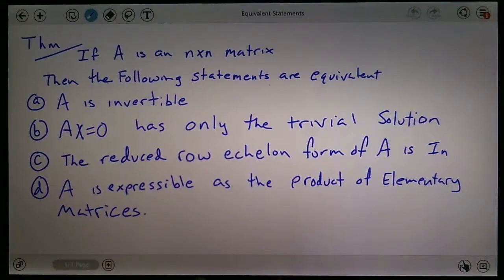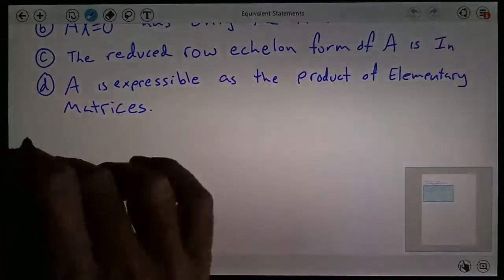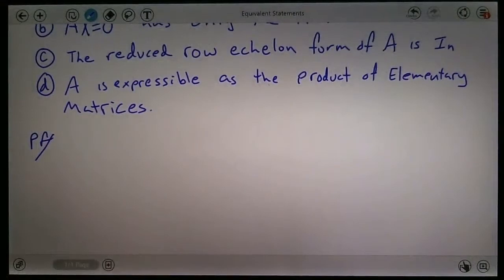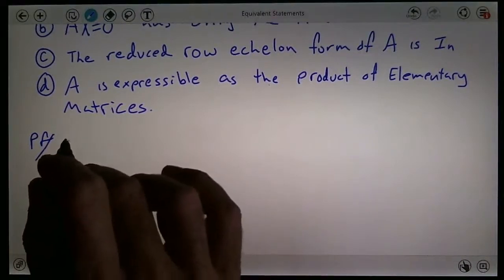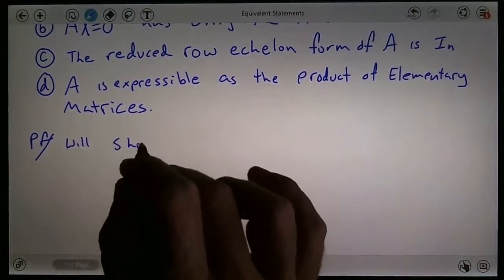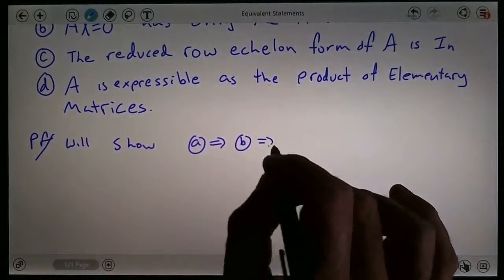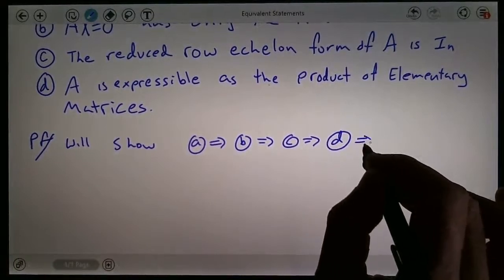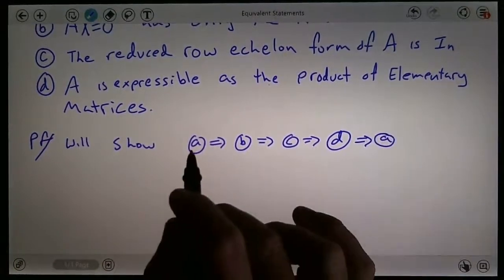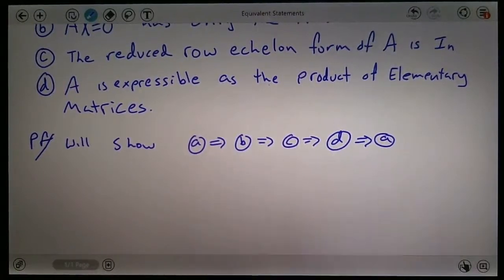Okay, so we're going to prove this now. How do we prove that this is true? Proof. Well, to show that they're all equivalent statements, there's different ways we can do it, but essentially what we're going to do is we will show that part A implies part B, which implies part C, which implies part D, which in turn implies back to A. So if you know A is true, then you would know B, and if you know B, you know C, and so on, but loop it back to the start here.